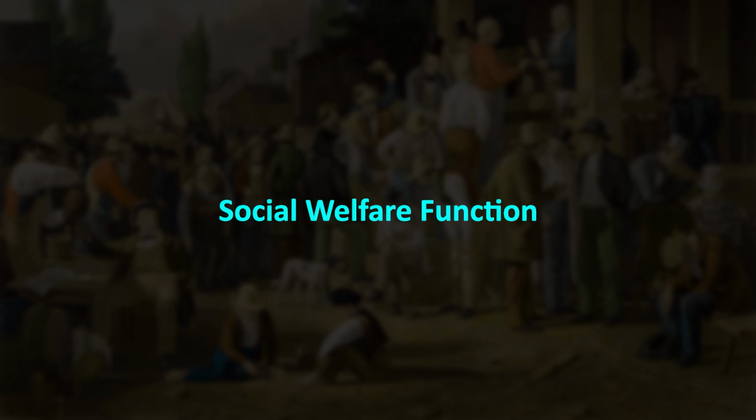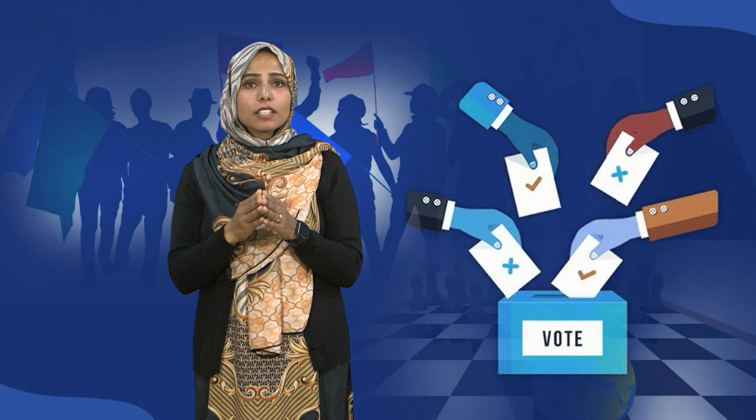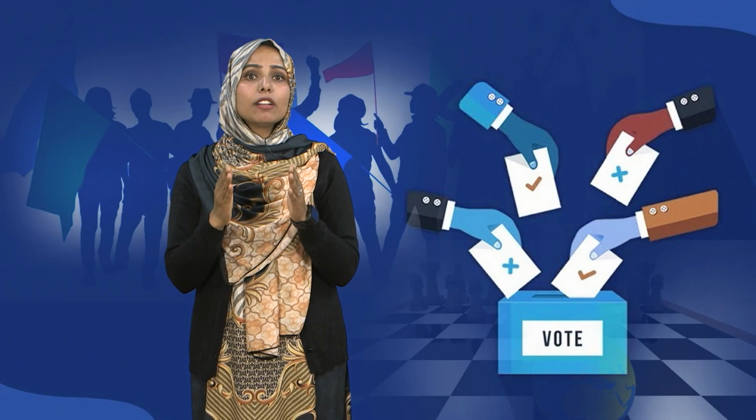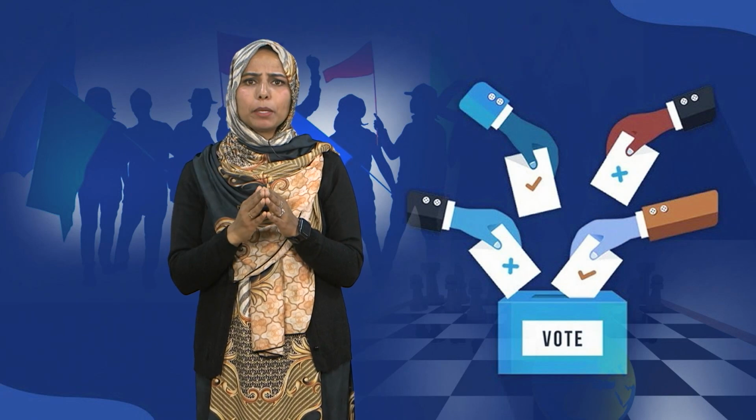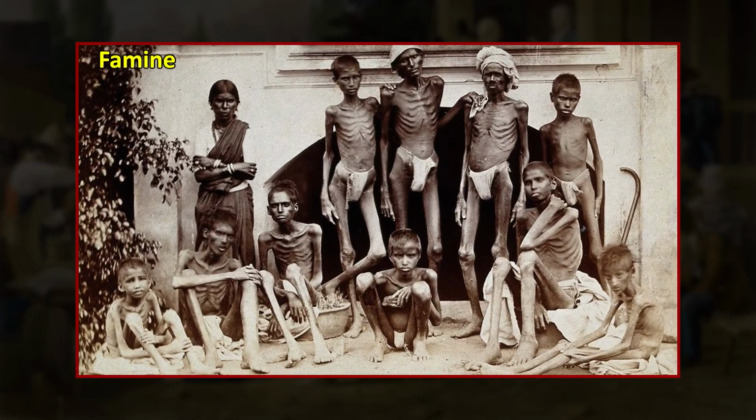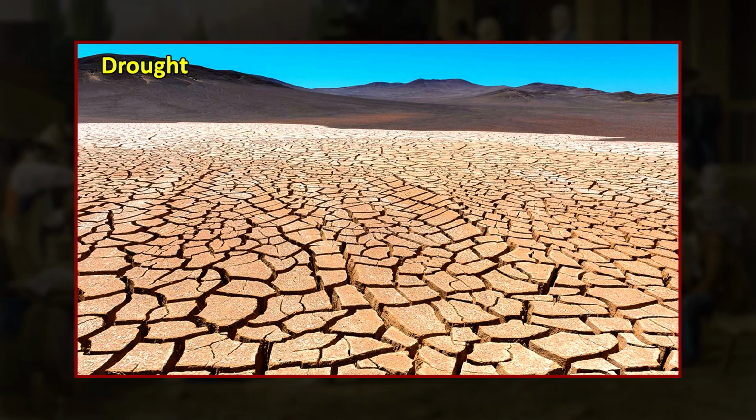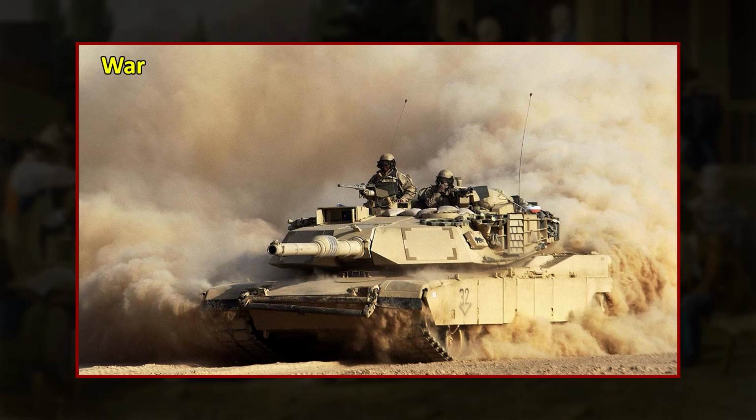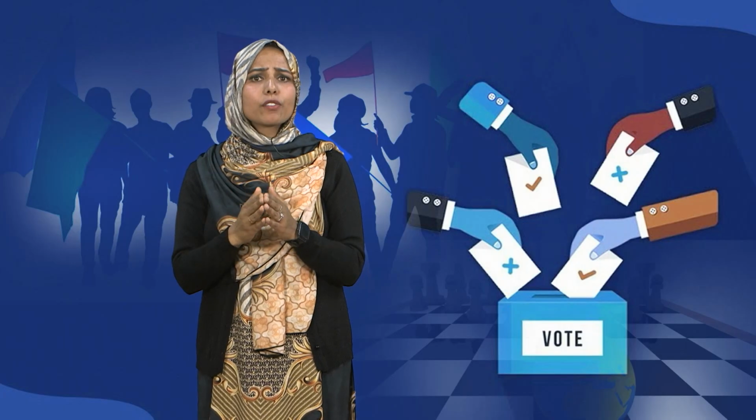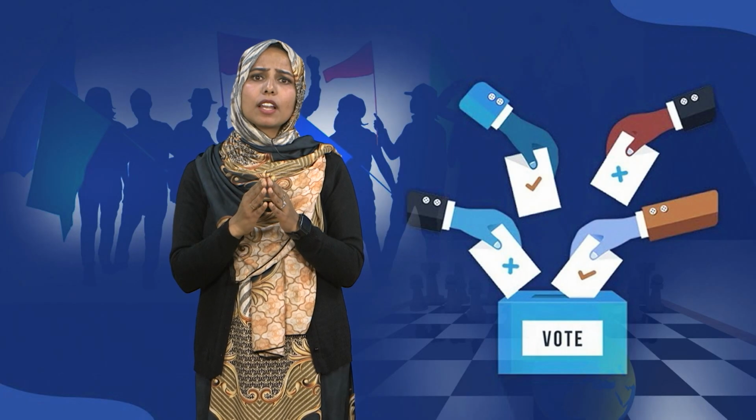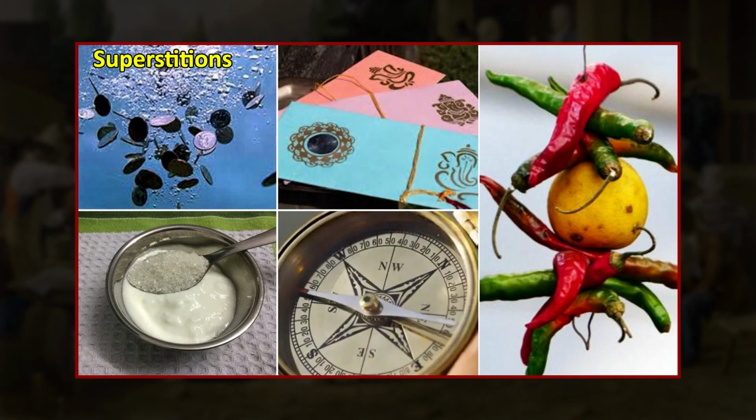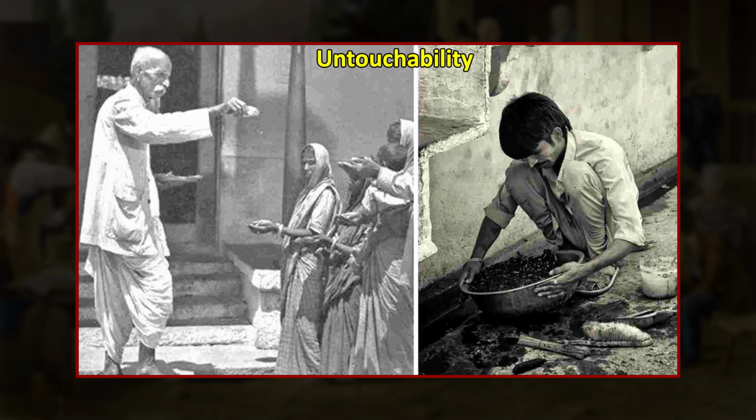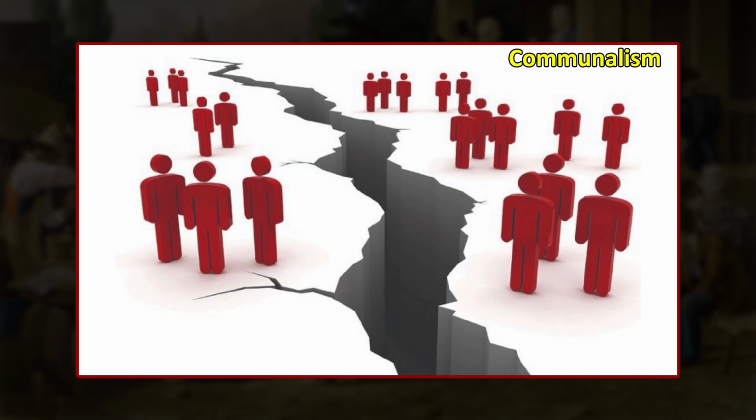Sixth one is social welfare function. Political parties in recent times perform social welfare functions. They work for the alleviation of the suffering of the people during the days of famine, drought, epidemic, wars, etc. Parties also work for the eradication of social evils like illiteracy, superstitions, untouchability, communalism, etc.